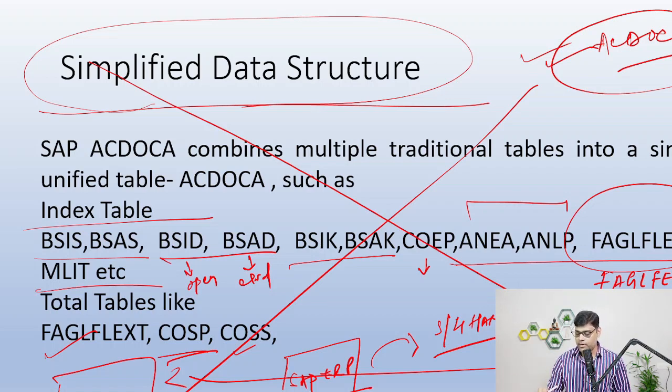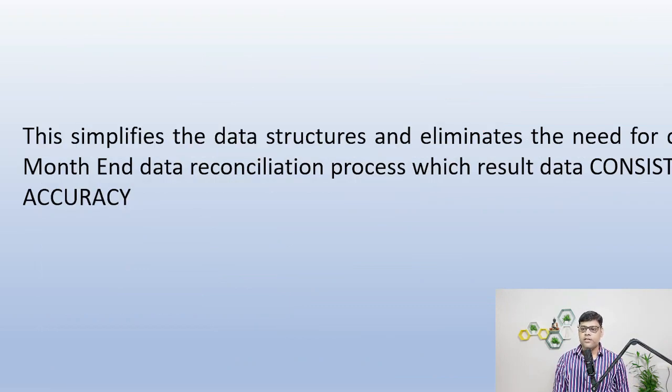Now coming to the next PPT. As I said already, this simplifies the data structure and eliminates the need for complex month-end activities. If anyone is currently working on ECC, particularly on the user side, you will connect with my words that there are so many month-end and period-end activities. You work separately on reconciliation activities related to receivables, payables, and asset reconciliations, because whenever there is a subledger, a separate set of tables is there. Whenever there is a GL, a separate set of tables is there.